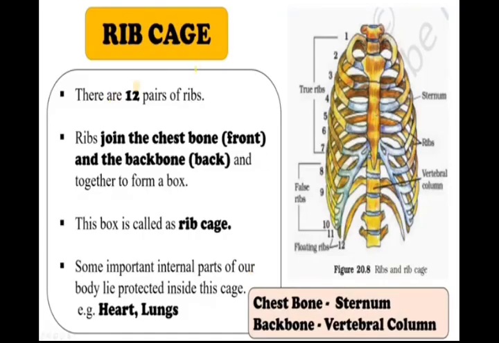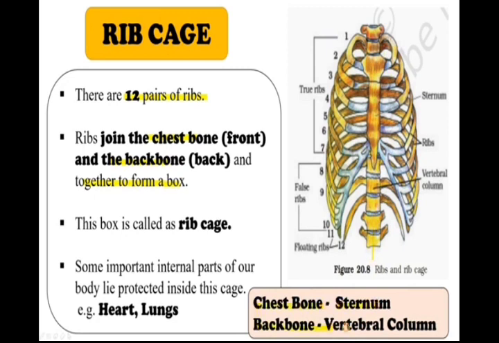The next system is the rib cage. There are 12 pairs of ribs. Look here, you can see the 12 pairs of ribs. Ribs join the chest bone and the backbone. The front part is joined with the chest bone, and the back portion is joined with the backbone. This is the backbone, and together they form a cage. So this box is called a rib cage.